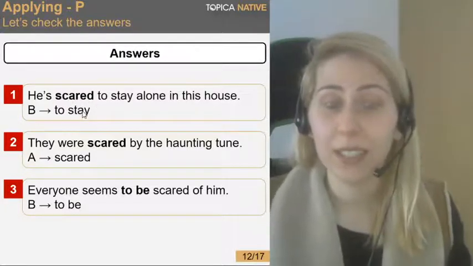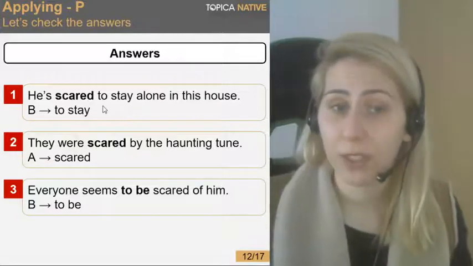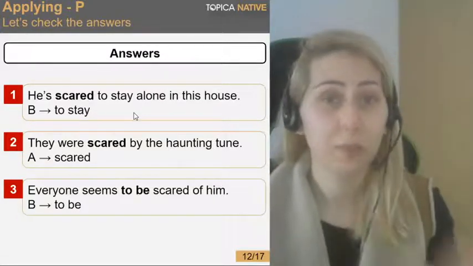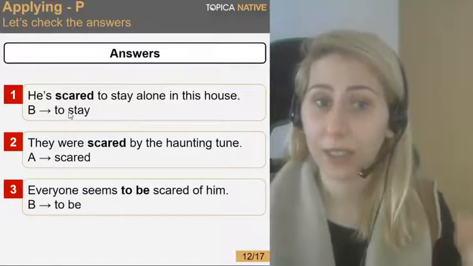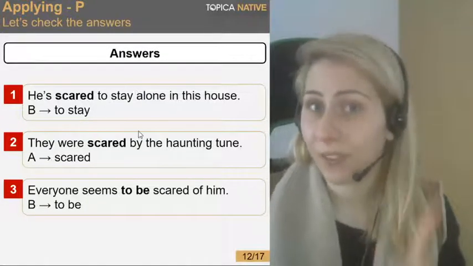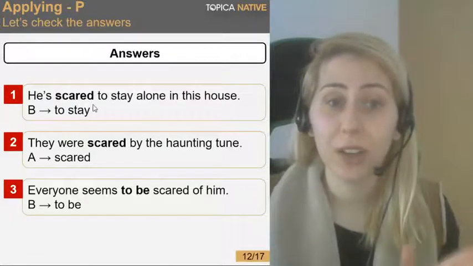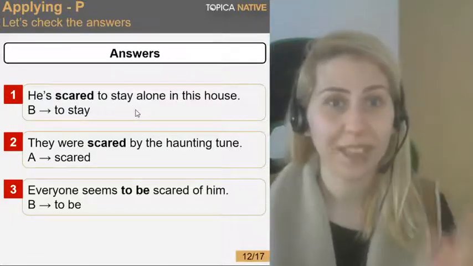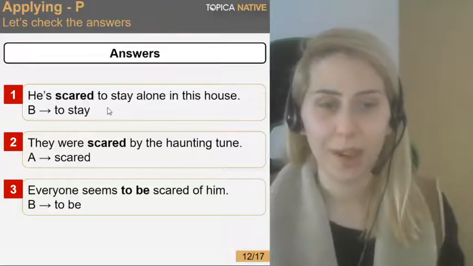So you can say scared of when we add the preposition of and then leave the rest as it is, or you can leave scared without of but change this verb to be the infinitive like we said: He's scared to stay alone. That would be two ways to solve number one.